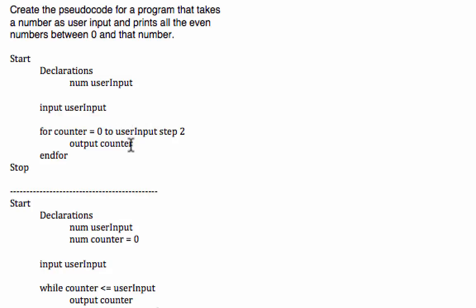We're going to output the number 2, and then we're going to add 2 more to counter, so counter is now 4. 4 is already up to the user input, it's now past it, so then our for loop is going to end. The same goal is reached using both the for and the while loop.